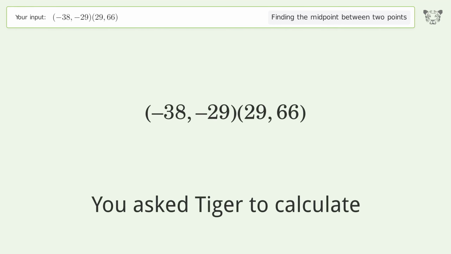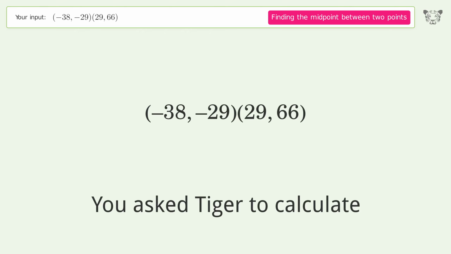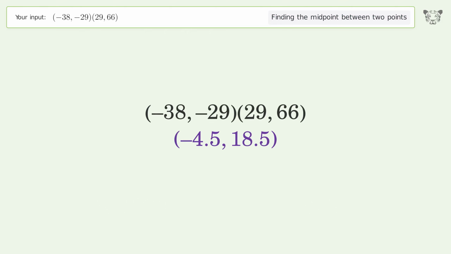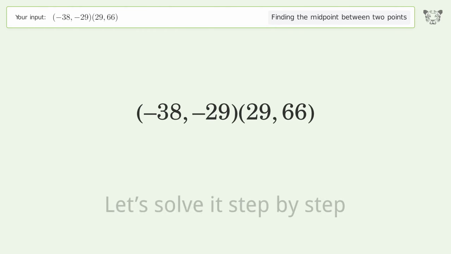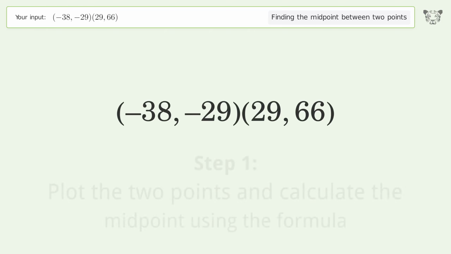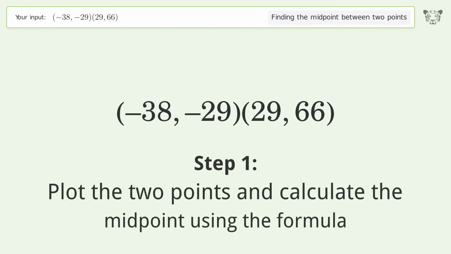You ask Tiger to calculate. This deals with finding the midpoint between 2 points. The midpoint between the 2 points is negative 4.5, 18.5. Let's solve it step by step. Plot the 2 points and calculate the midpoint using the formula.